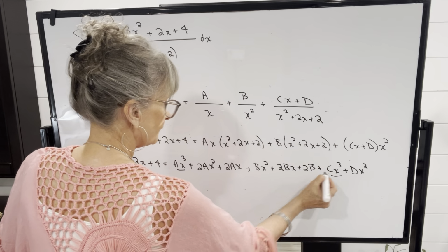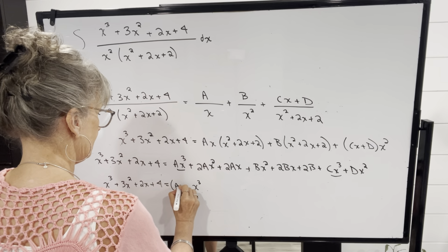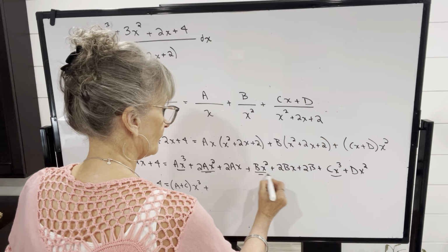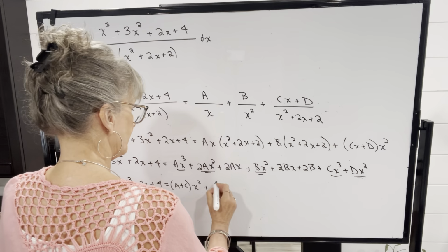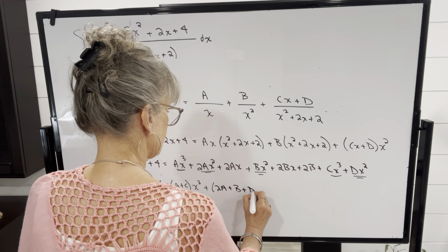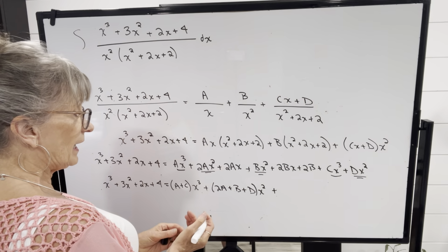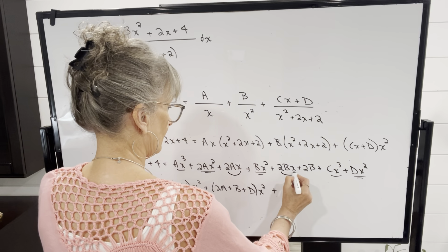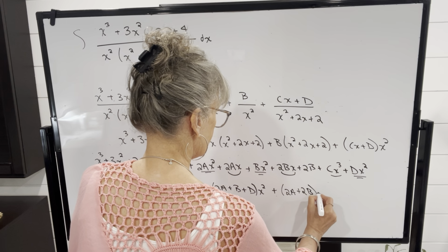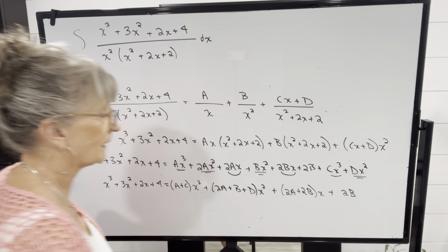So I have ax cubed plus cx cubed. I'll factor out the x cubed, and I'll have a plus c. Then my x squared terms, I'll factor out the x squared, and I'll have 2a plus b plus d, x squared. Then combine my x terms. Factoring out the x, I have 2a plus 2b times x, plus my last term, which is my constant term.